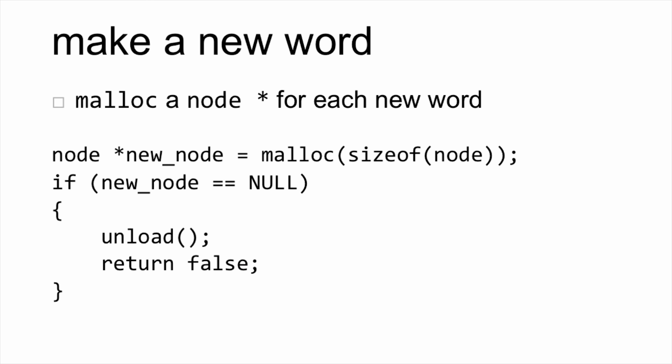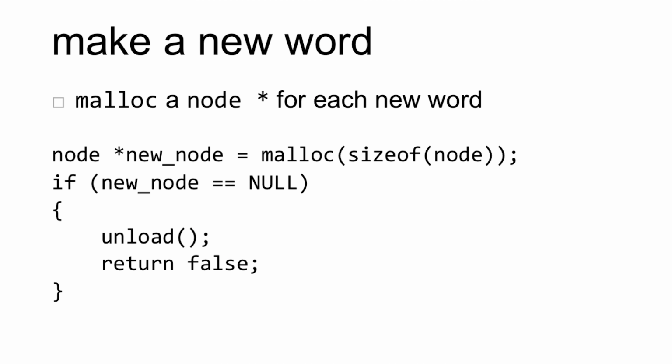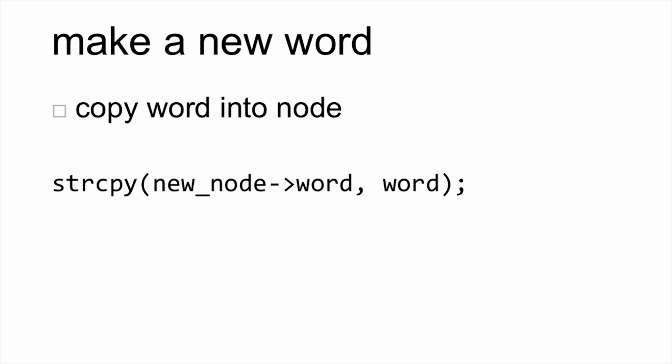Now, whenever we create a node, we always want to check to make sure malloc succeeded. But what happens if you run out of memory? Well, malloc will return null. So whenever we make a new node, you always need to check to make sure that the pointer to that node doesn't return null. If it does, then you need to unload your dictionary and return false so that Speller will quit. But if it succeeds, then you can proceed and copy that word into your node by using the function strcpy.